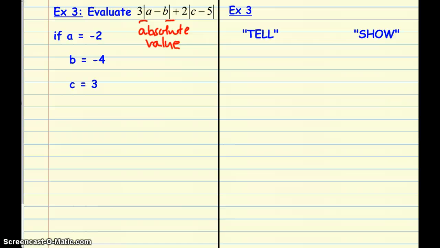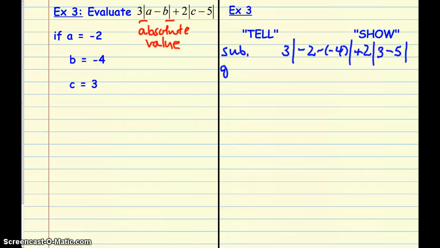So in this case, our first thing that we're going to say that we're doing is we're going to substitute. And so we have 3 times the absolute value of a minus b. A is negative 2 minus b is negative 4 plus 2 times the quantity of c minus 5. So 3 minus 5. Okay, so from here we take a look at it.